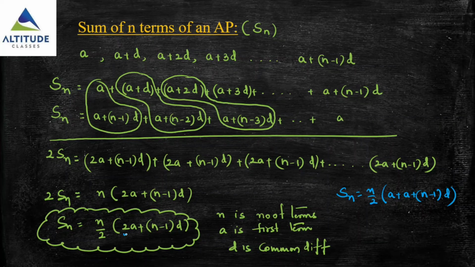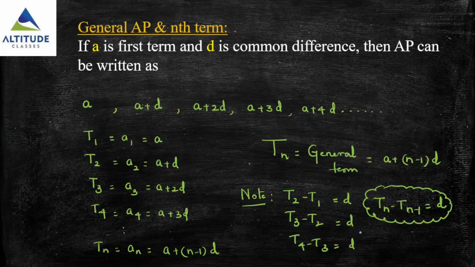This 2a, I am writing as a plus n minus 1 into d. So this is n by 2 into a plus, and this we already know. What is this, guys? A plus n minus 1 into d. Check, a plus n minus 1 into d is Tn, so this is also called the last term, L. We'll write it as L.